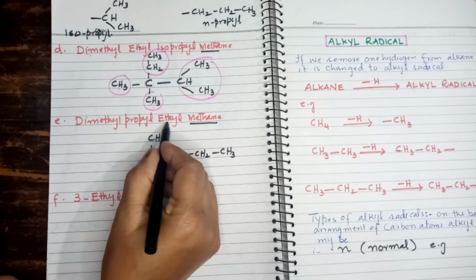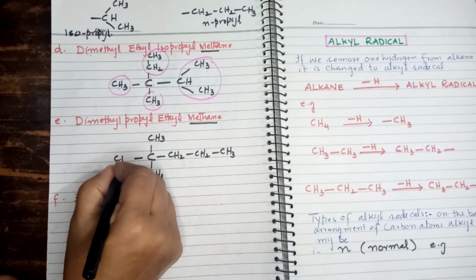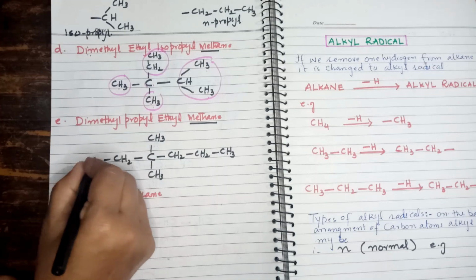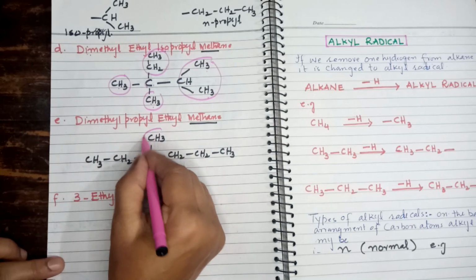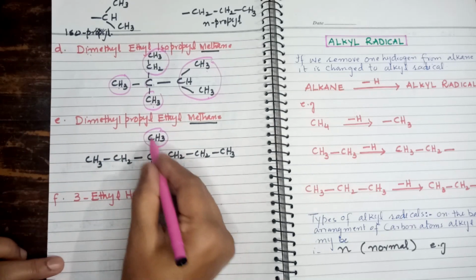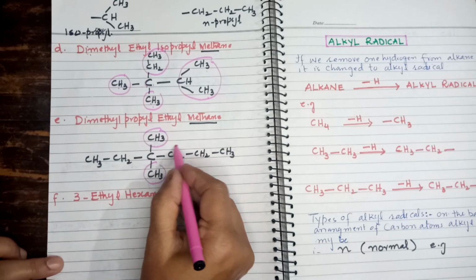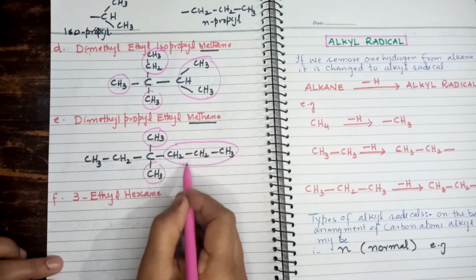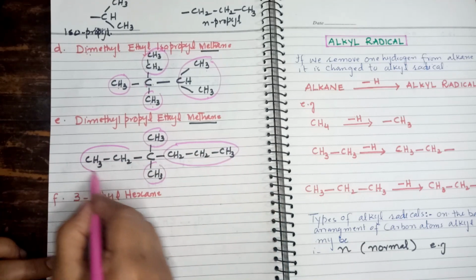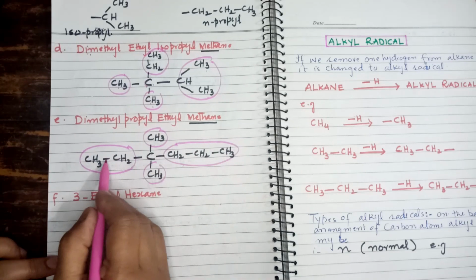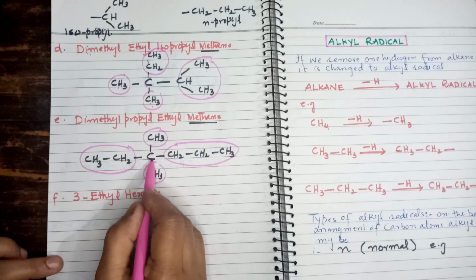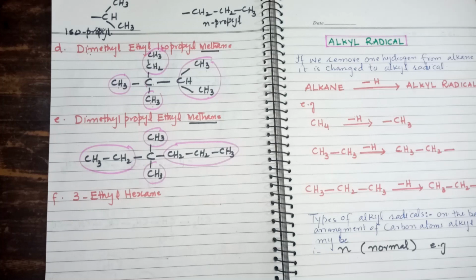And on the other side we have ethyl. Ethyl is made up of 2 carbon atoms. This is ethyl. Right, students? Now you can notice here dimethyl 1, 2, dimethyl, propyl. This is propyl, ethyl. This is ethyl. Dimethyl, propyl, ethyl, methane. Got it? Now the last part of question 3.